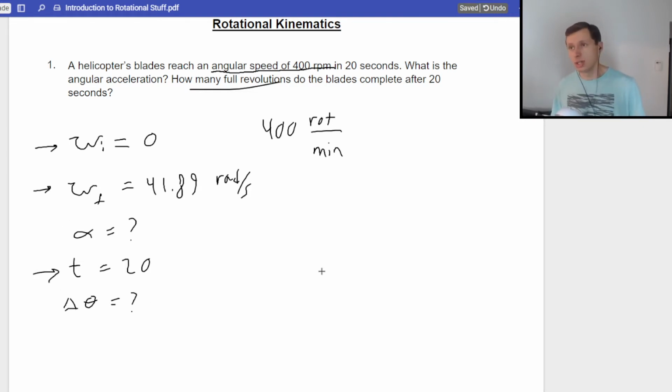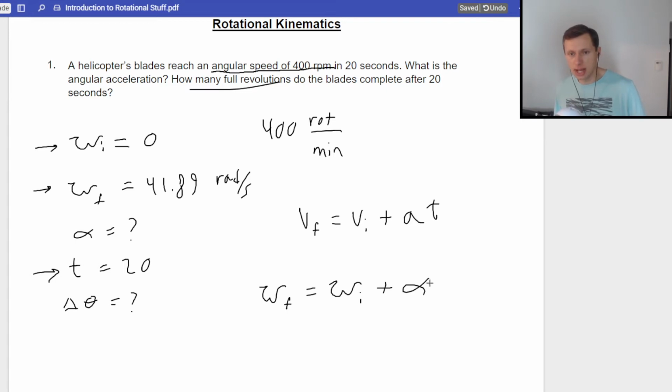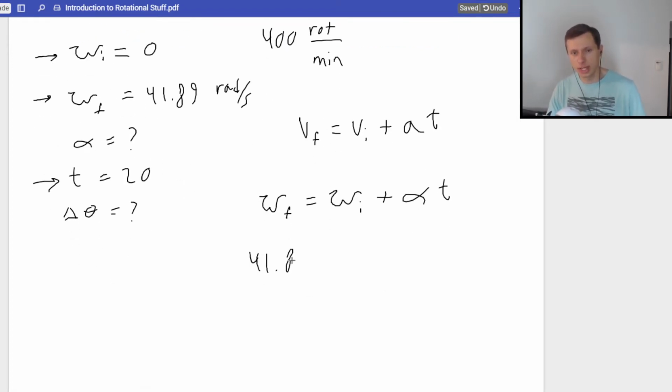Now, if this were linear motion, linear kinematics, I would say that equation is v final equals v initial plus acceleration times time. Except we don't have those variables here. We have their angular counterparts. In other words, we have omega final equals omega initial plus alpha times time. Did I lose anyone so far? Okay, good.